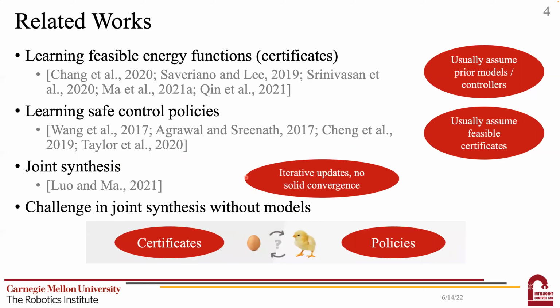To summarize, the real challenge in joint synthesis of certificates and control policies is that the certificates and control policies are closely related to each other. So if we do not have either of them, we can't know that our certificate is feasible and our policy is safe. So it's more like a chicken-and-egg paradox.